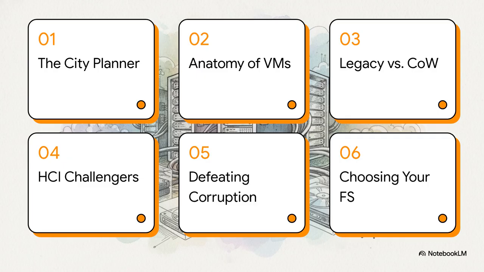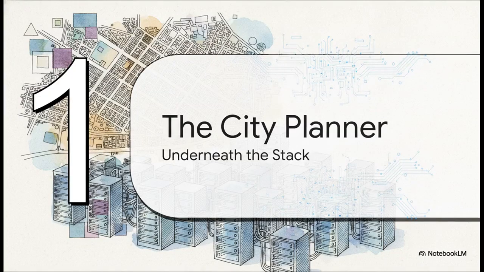So here's our roadmap for today's explainer. We'll start with the hidden city planner concept, look at the anatomy of virtual machines, compare legacy versus copy on write, check out the HCI cluster challengers, tackle defeating silent data corruption, and finally, figure out how to choose your file system. Let's kick things off with Section 1, the Hidden City Planner.